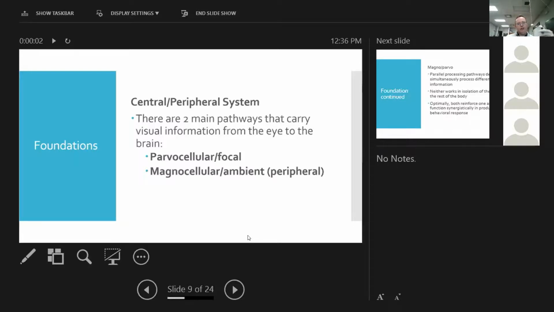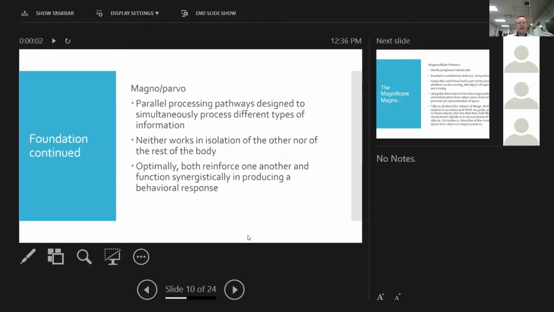So the foundations, there's two pathways that carry information into the brain. Okay, they follow the ventral and dorsal systems. So you have the parvocellular system, which is the focal, which is going to be the what it is. Then you have the magno, which is going to be the peripheral, which is where it is. Okay, so both of these are what are called parallel processing. So they're happening simultaneously, but they're sending different types of information that the brain is using to create a total network or perception that's going on. They're not isolated, nor do they happen one and then the other, but they're always going on together, okay?